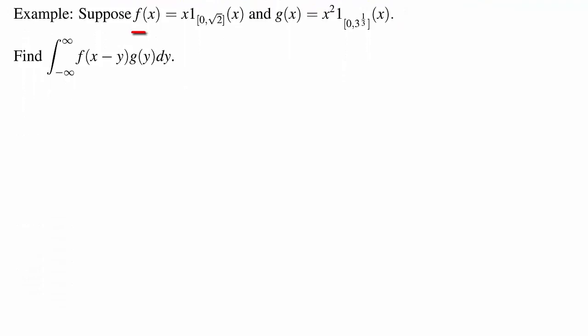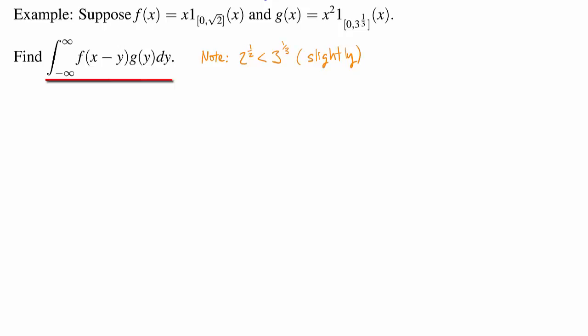Let's take an example. Suppose f(x) is equal to x times the indicator of 0 to root 2, and g(x) is equal to x squared times the indicator of 0 to the cube root of 3. Then we want to find this convolution, which you write as the integral from minus infinity to infinity of f(x - y) g(y) dy. To be able to solve this, we should first note that the square root of 2 is slightly less than the cube root of 3. This is going to be important when we break it down in cases below to determine exactly what cases we have.